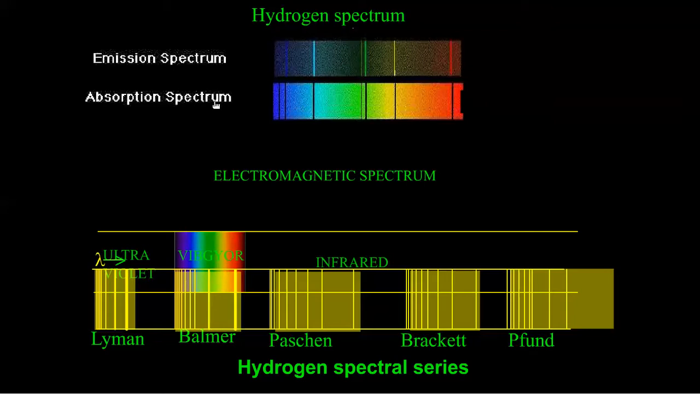It means when hydrogen is heated, it gives certain colors. When hydrogen is at low temperature and white light is passed, it absorbs the same colors. It means hydrogen is capable of emitting these colors when it is at high temperature. It is also capable of absorbing the same colors when it is at low temperature. Therefore look here, in the place of this blue line there is a dark line. In the place of this yellow line there is a dark line. So here these colors are absorbed. Therefore this is called the absorption spectrum.